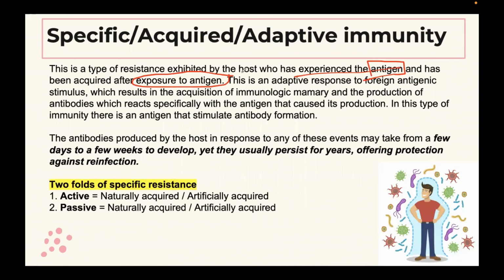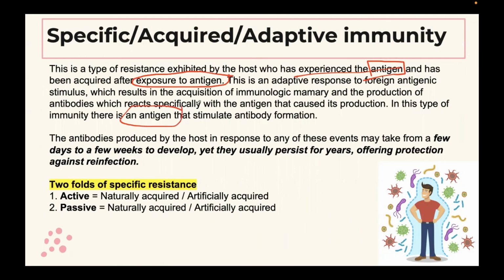This is an adaptive response to foreign antigenic stimulus which results in the acquisition of immunologic memory and the production of antibodies which react specifically with the antigen that cause its production. In this type of immunity, there is an antigen that stimulates the antibody formation. So may mga substances na foreign in nature but they do not cause the production of antibody. Okay? Pagka po nag-trigger sila, they are stimulus and they trigger the antibody response, ibig sabihin, tinatawag natin silang mga antigen. Antigen po yan mga yan.